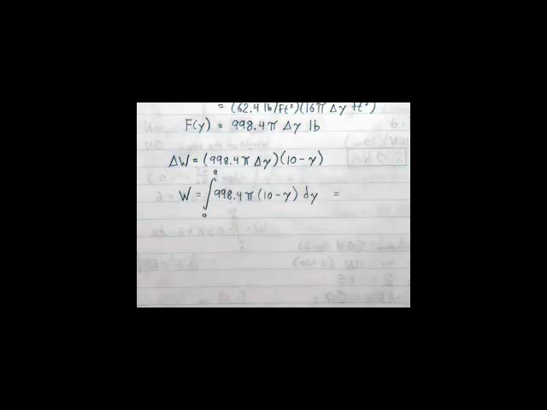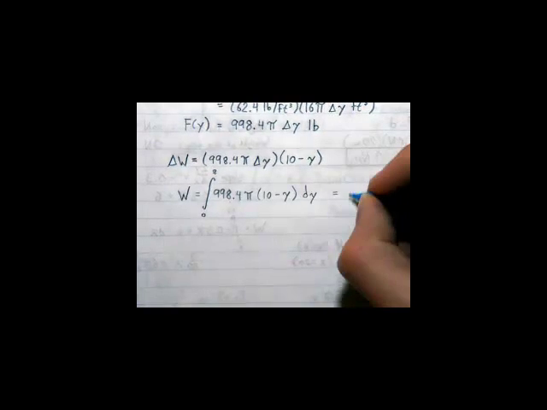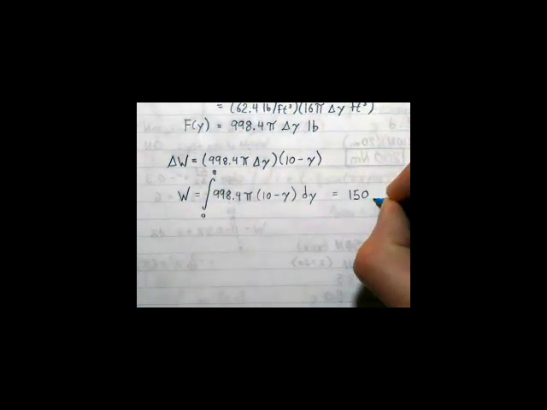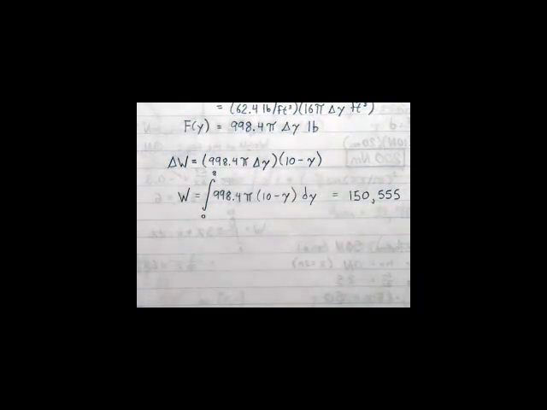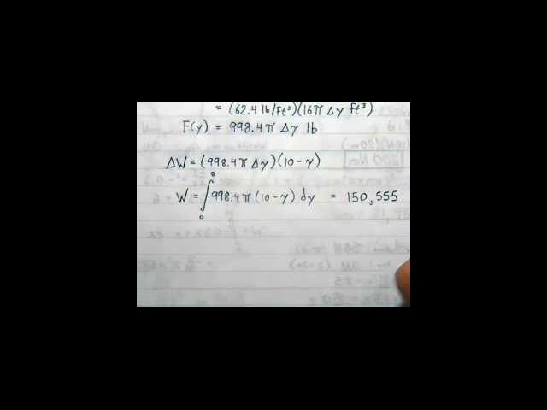So, you got it. So 150,555. So here's the question. 150,555 what? What did we use this time? David had it. What is it? Foot pounds. It's not Newton meters. Remember, we're in the English system this time. So now we've got, instead of Newton meters, foot pounds.